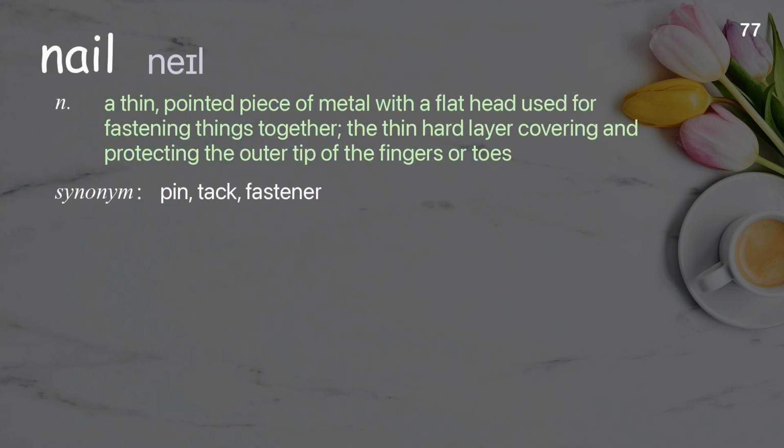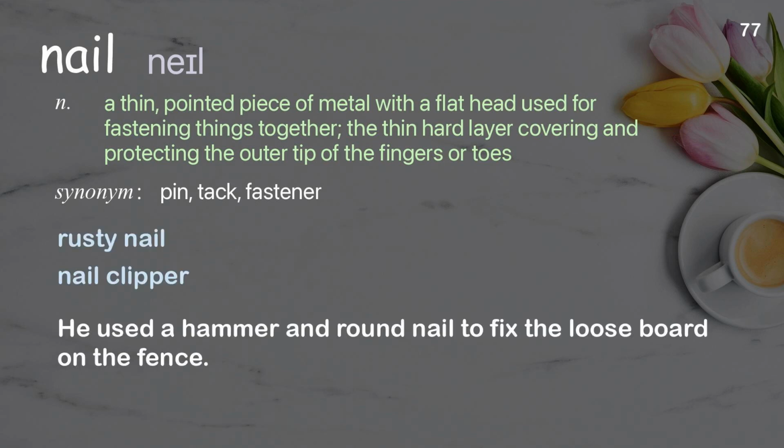Nail. A thin, pointed piece of metal with a flat head used for fastening things together. The thin hard layer covering and protecting the outer tip of the fingers or toes. Examples: Rusty nail. Nail clipper. He used a hammer and round nail to fix the loose board on the fence.